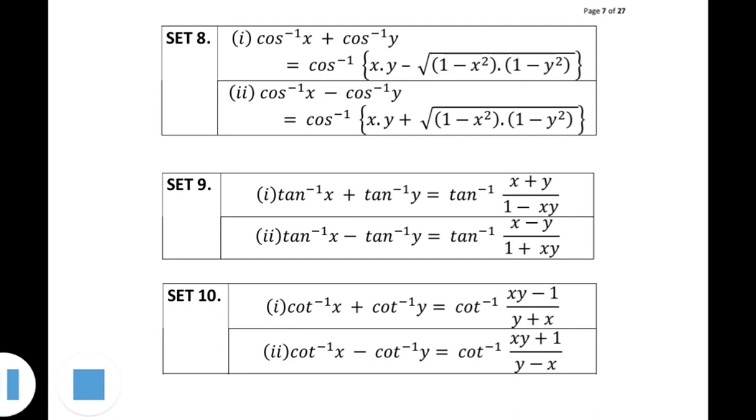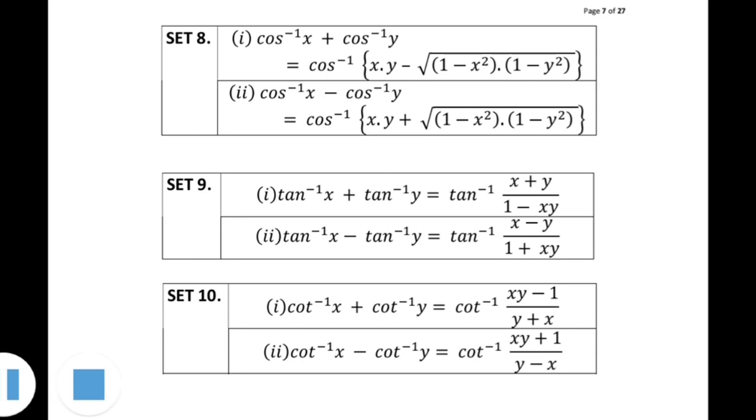Set 9. Tan inverse x plus tan inverse y equals tan inverse of (x plus y) whole divided by (1 minus xy). And secondly, tan inverse x minus tan inverse y equals tan inverse of (x minus y) whole divided by (1 plus xy).